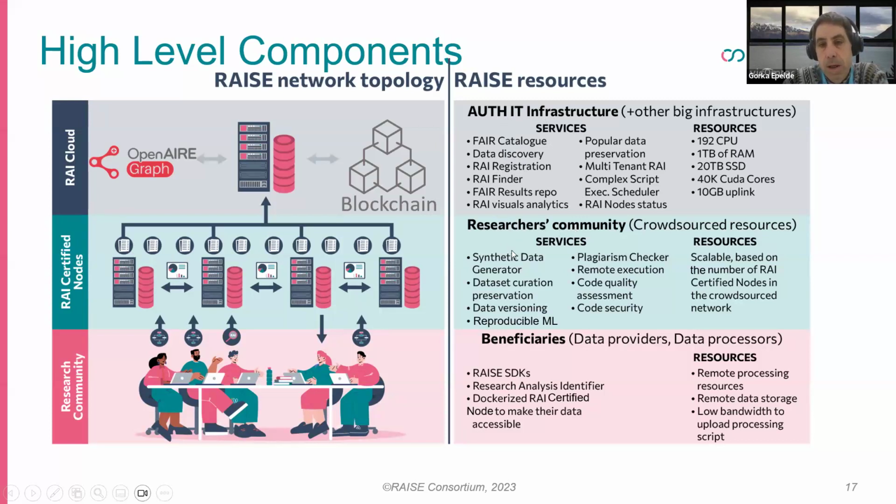The different nodes have different functionalities for curation and preservation of datasets, generating datasets synthetically, and checking that a dataset downloaded from somewhere else from the RACE system is not uploaded again and claimed as one's own. Some code quality assessment, code security, reproducibility, and for beneficiaries, there is ongoing development of SDKs to facilitate developing code for this and so on.